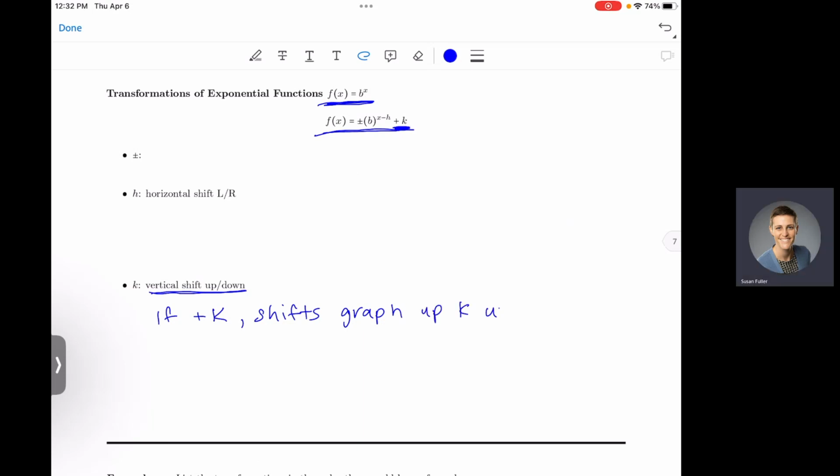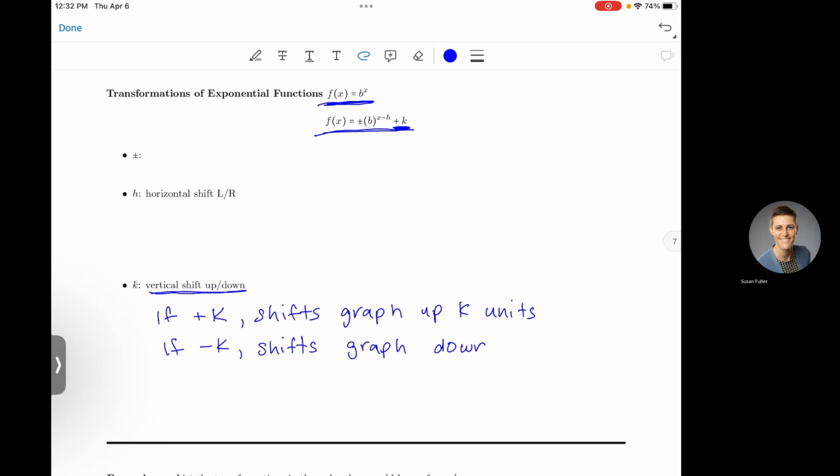K units. And if you have minus k, if you subtract a number on the end, that shifts your graph down k units. That's going to be consistent with what we've done before. It's going to move the way that you think it will. If you add, it's going to move up. If you subtract, it's going to move down.